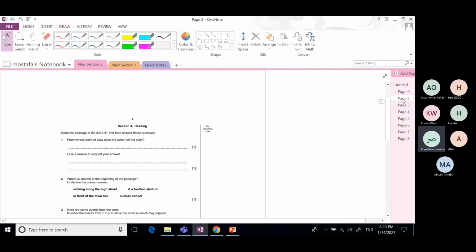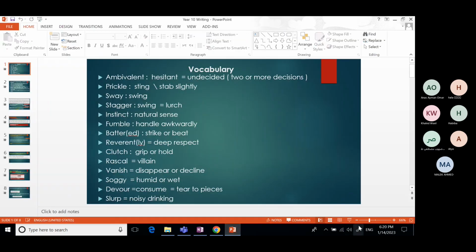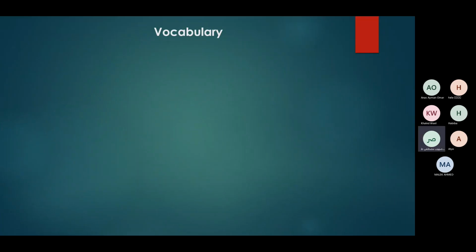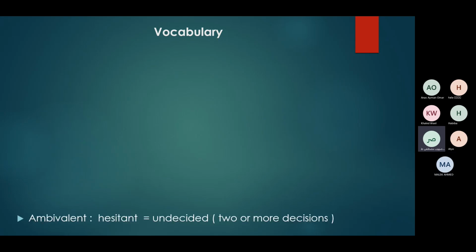Okay. The second part of the lesson. Here, you see the screen, right? Now you see the vocabulary part. Okay. Malik is here. Yes, Mr., I'm here. Okay, welcome back. Welcome. Vocabulary, this is the group of words, the word bank. You will need them in your next task in reading.